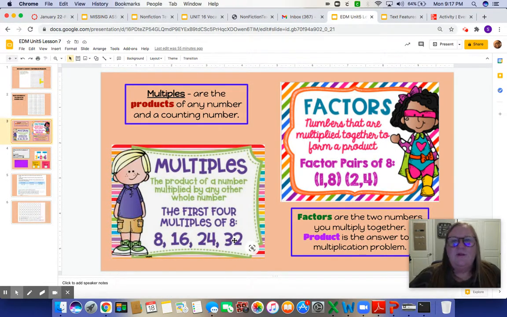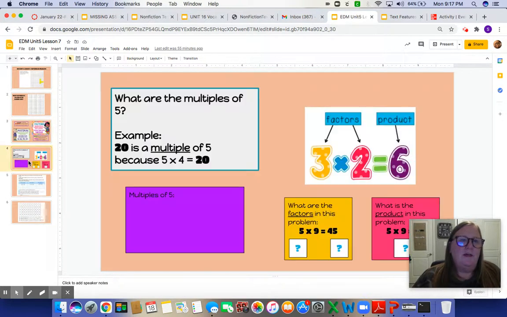The other 2 words that we need to talk about are factors and products. It says factors are the numbers that are multiplied together to form a product. So in this example, factor pairs are 1 and 8. We would multiply those 2 together. 1 times 8 equals 8. Another factor pair would be 2 times 4. So factors are the 2 numbers you multiply together, and the product is what we call the answer to a multiplication problem. Let's review that a little more in the next slide.